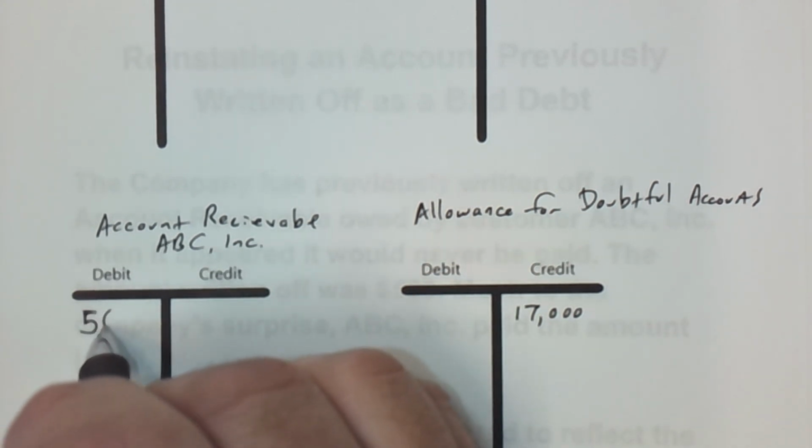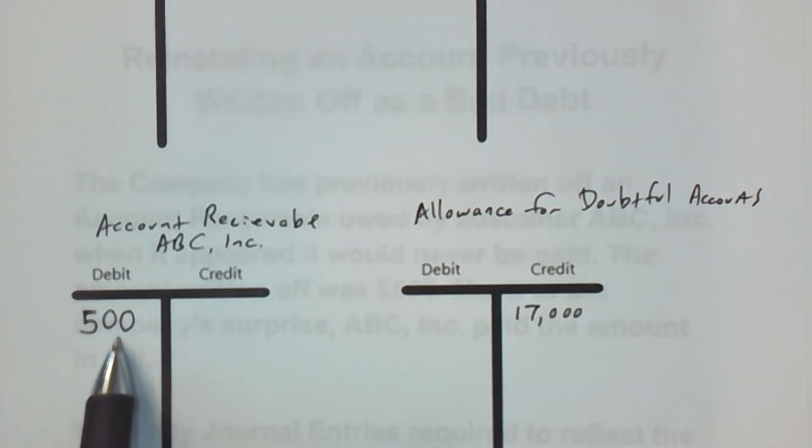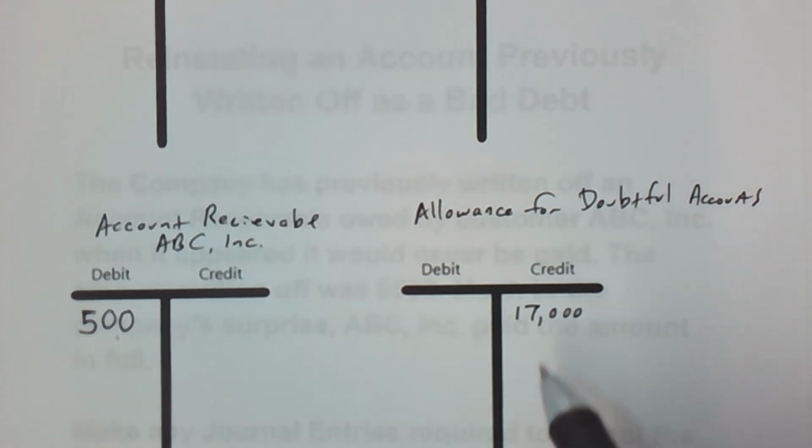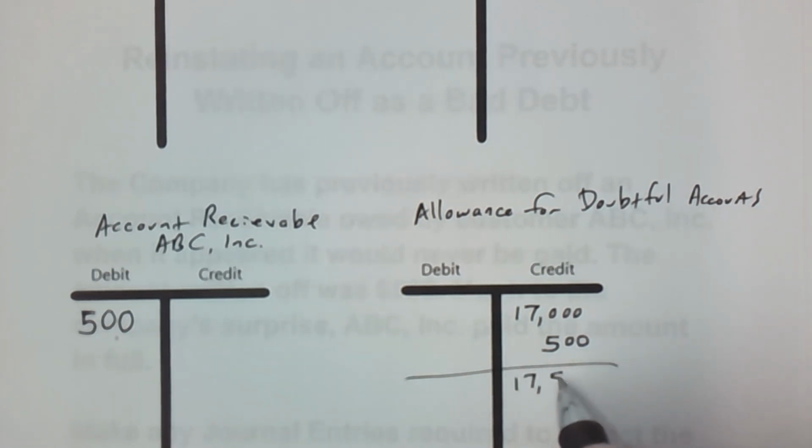So as I stated, we're going to reinstate this account by putting $500 back into a debit balance for the account receivable for this particular customer. But we have to have an offsetting credit, an equal and opposite credit. So we're going to credit the allowance for doubtful accounts in this case, because we're putting it back in, because if you watch the prior video, when we wrote it off, we took it out of the allowance for doubtful accounts. So if we were to look here, we now have a credit balance of $17,500 in the allowance for doubtful accounts. So let's do that first part of the transaction.